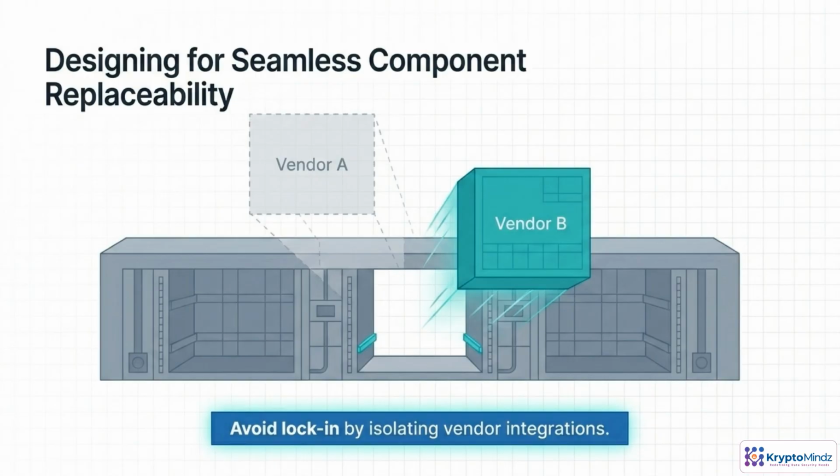When you design eIDAS solutions, assume that today's trust service provider might not be tomorrow's. Laws change, pricing changes, vendors get acquired. So you protect yourself by isolating each vendor behind a clear, stable interface. Your banking systems talk to that interface, not to the vendor's quirks. If you later switch from vendor A to vendor B, you mainly adapt the connector, not the whole architecture. That's how you avoid real vendor lock-in.